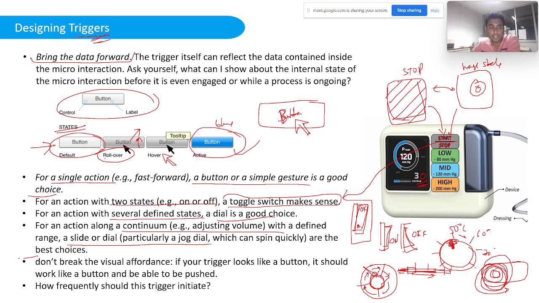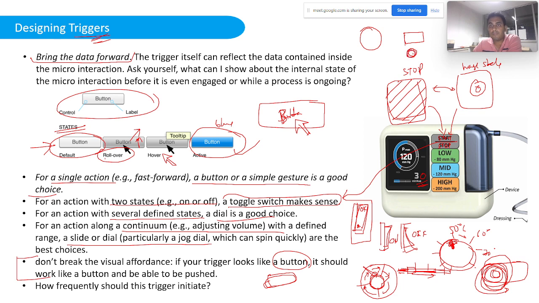Now you need to consider one thing: when you are designing a trigger, you do not break the visual affordance. That means when a button is designed, the user has the tendency to feel that this button is pressable. But if you make a button and say, oh, this is not a button, this is something like a rotating knob, then you broke the visual affordance, because a knob is always like this and a button can be rectangular or a push button.